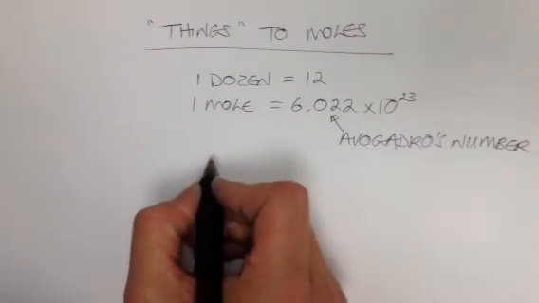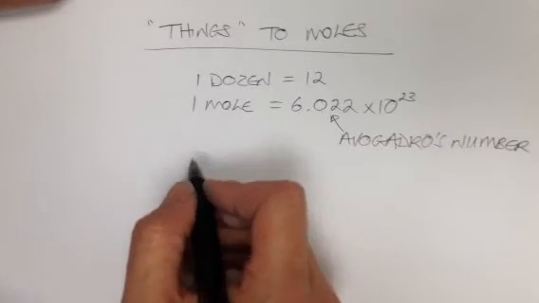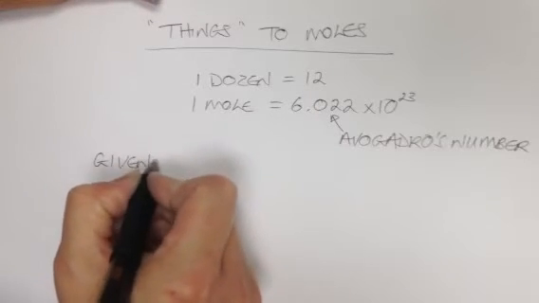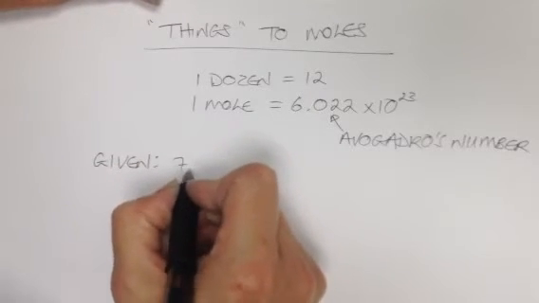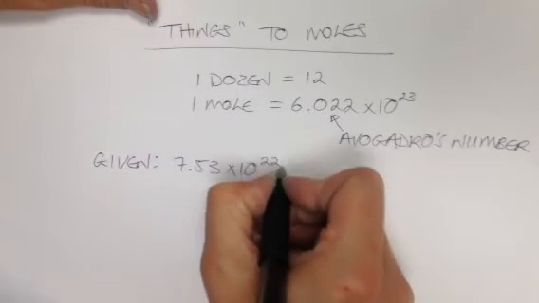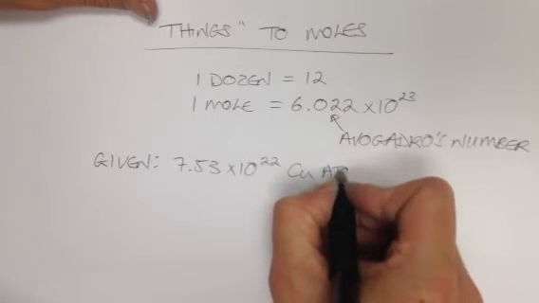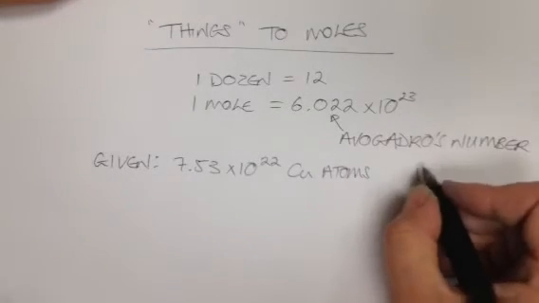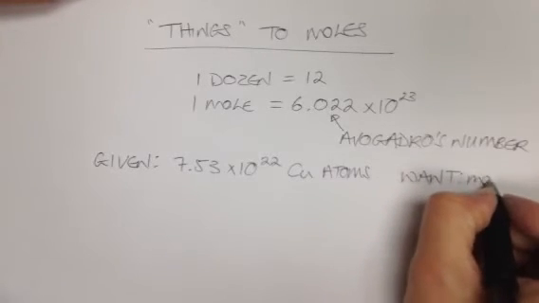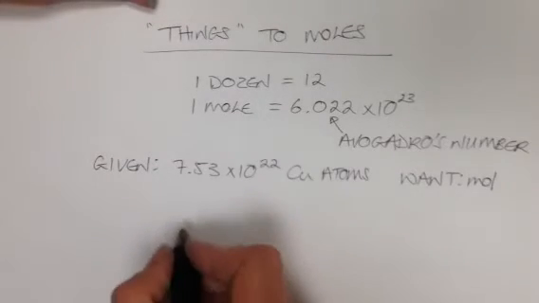Okay, sorry about that. So let's convert some atoms to moles. Let's say we have 7.53 times 10 to the 22 copper atoms, and we want to know how many moles that is. Remember, the abbreviation for mole is mol. So we need to go from atoms to moles.